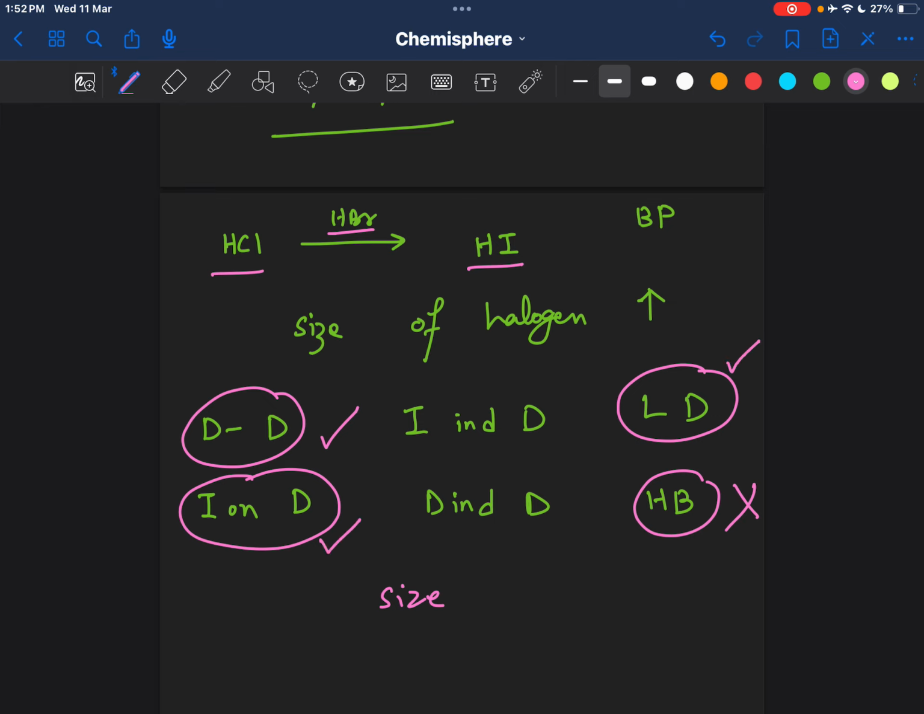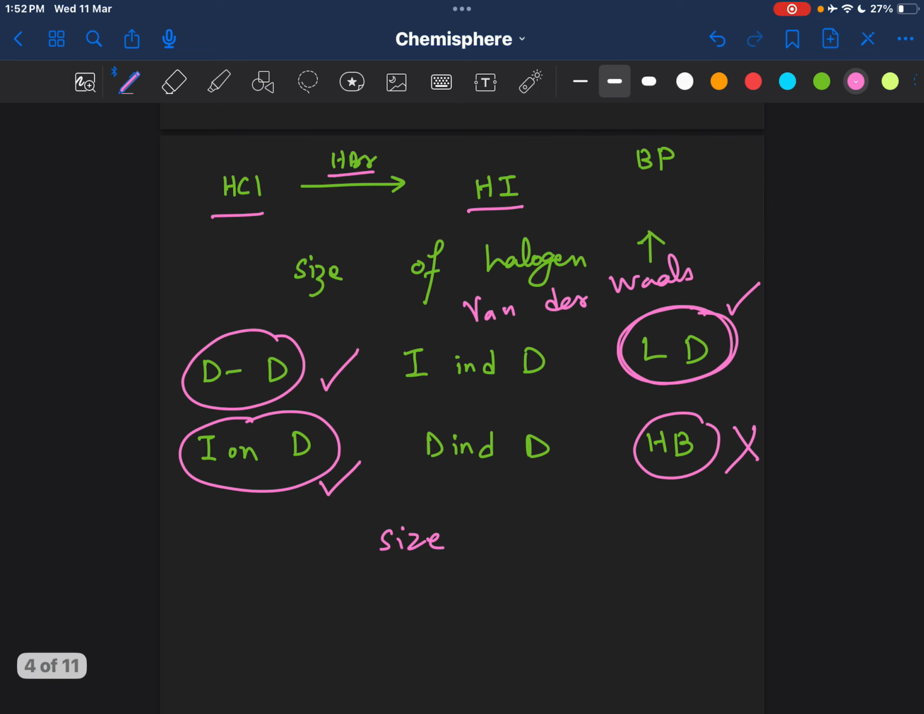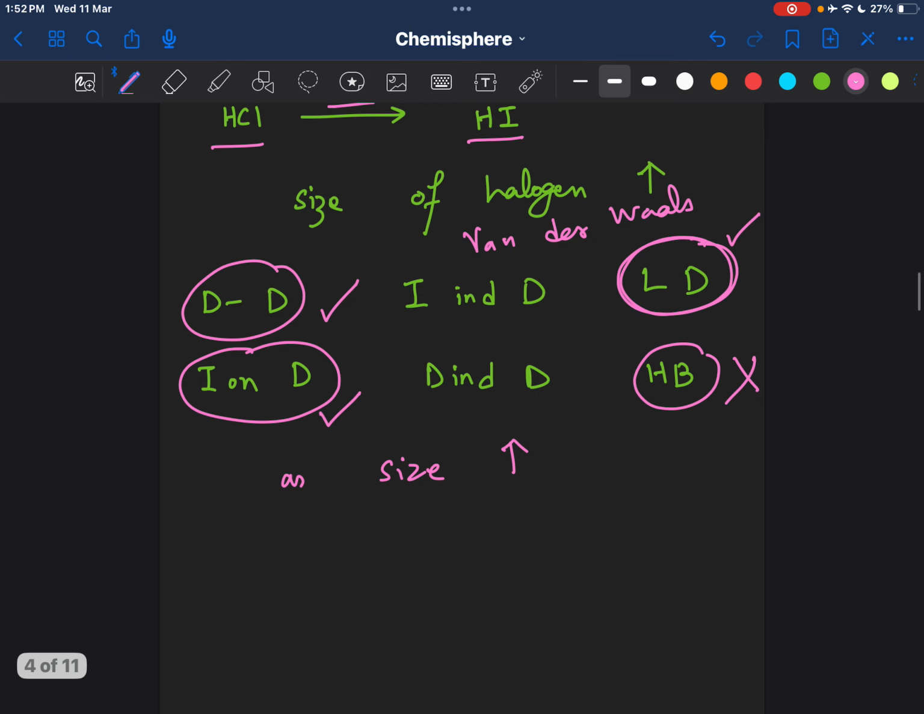And out of these three, London dispersion forces are very important for us. These three are collectively known as the van der Waals attractive forces. A very important thing is, as size increases, the attractive intermolecular forces among the molecules increase, or you can say the van der Waals forces increase.